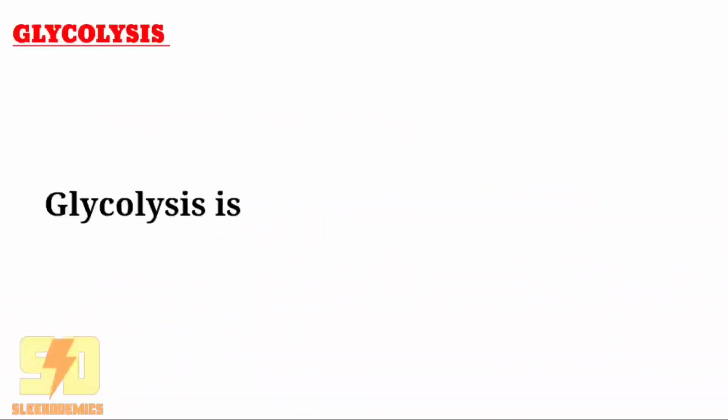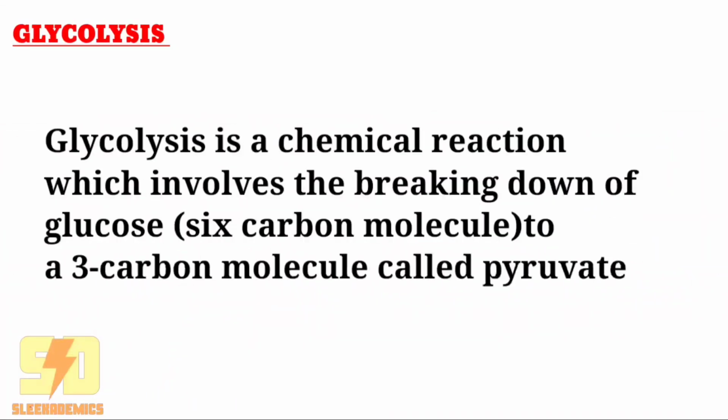In today's class, we shall be discussing glycolysis. Glycolysis is a chemical reaction which involves the breaking down of glucose, a 6-carbon molecule, to pyruvate, which is a 3-carbon molecule. This is essential in the body in order to produce energy. So we quickly go into the processes involved in glycolysis.